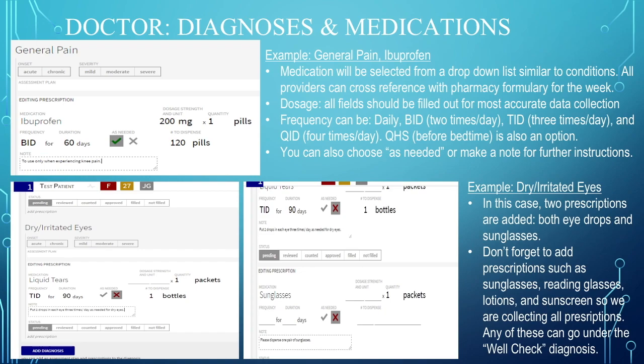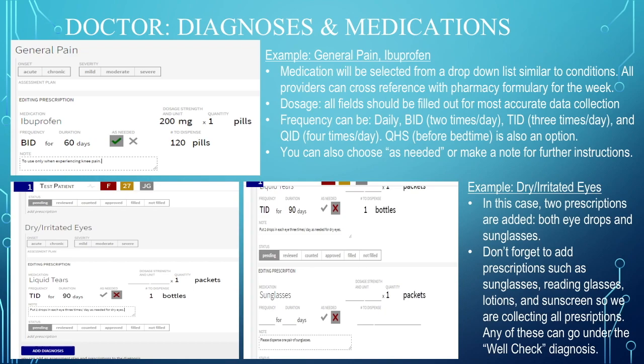Here are some more examples just so you can see the differences in how this section may be filled out. I've typed in for a patient that came in a general pain diagnosis, and I've added a prescription of ibuprofen. I've typed in all of the different fields, which is I've selected a 200 milligram tablet times 1 pill. I want them to take that 2 times a day for 60 days. So I'm dispensing 120 pills.